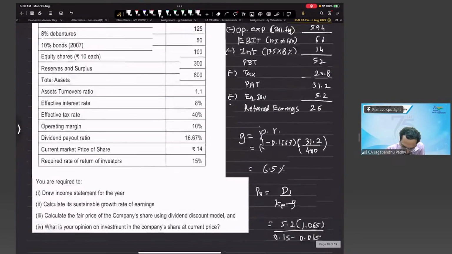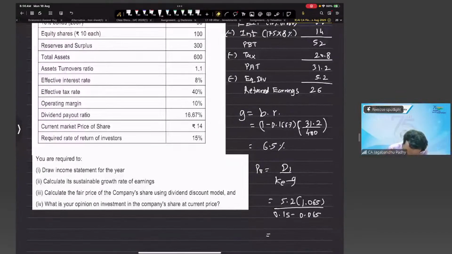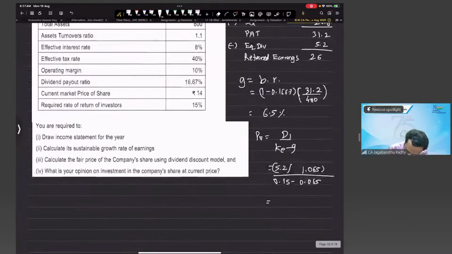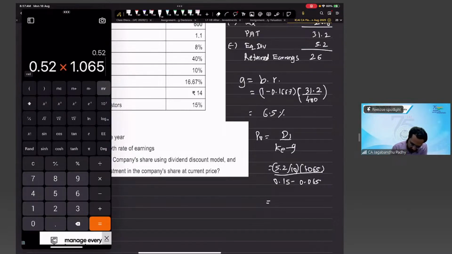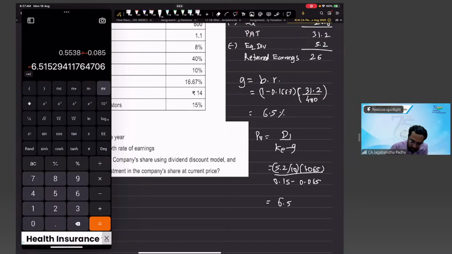No, there's some problem, I think. Equity dividend, sorry, we can't take 5.2 because I need to take each share, right? So it is 5.2 divided by the number of shares. So number of shares is 10. So 5.2 divided by 10 into 1.065, this divided by 0.085, which is 6.52.